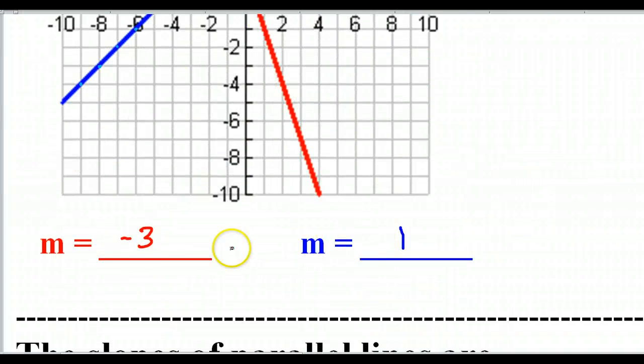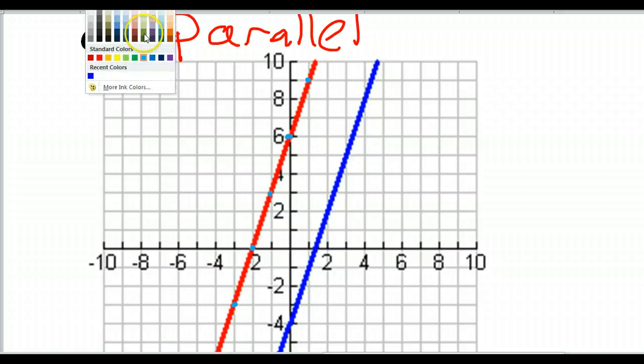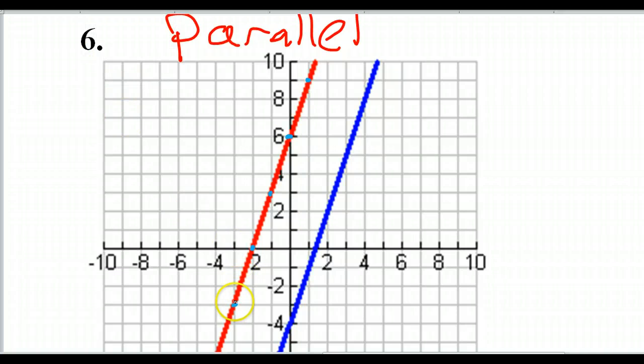Interesting. Very, very interesting. Now, look at the pattern. We're trying to see if there's a pattern we can observe. Number 6, let's do the red line. We have points here, here, here, and here. Alright, rise over run. Up 3, right 1. Up 3, right 1. That's positive 3 over positive 1, which of course would reduce to 3.